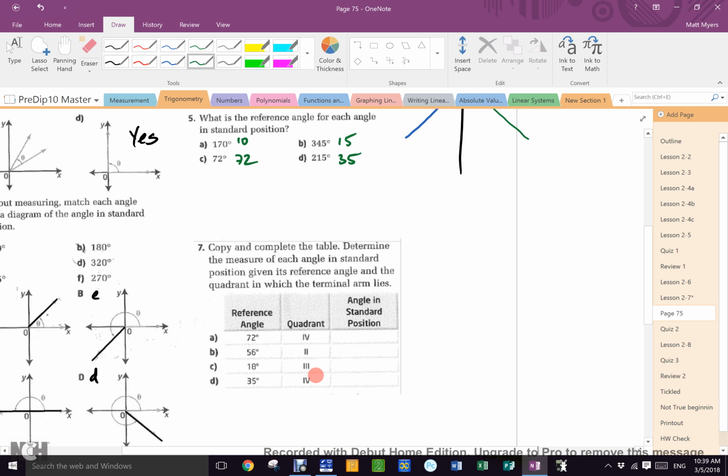And down here. Reference angle 72, quadrant 4, so what's the angle? 288. 288 or 298? 288. 360 minus 72. 56, but it's in quadrant 2. 124. 18, but it's in quadrant 3. 198. And 35, but it's in quadrant 4. 325.